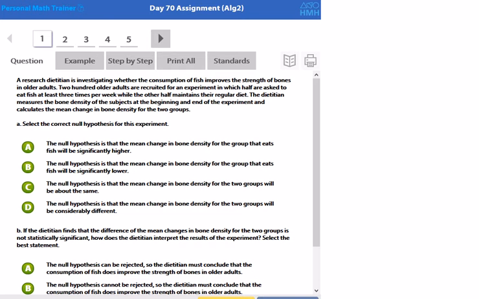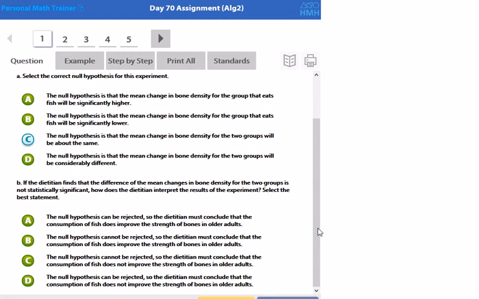So select first the correct null hypothesis. The null hypothesis is that both groups are the same, that no difference will occur. I can already tell by looking, it's going to be C. The null hypothesis is that the mean change in bone density for the two groups will be about the same. That whatever stimulus you're trying to provide is not going to make a difference. So that's the null hypothesis. Null sounds like no, so there will be no difference. Everything will stay the same.